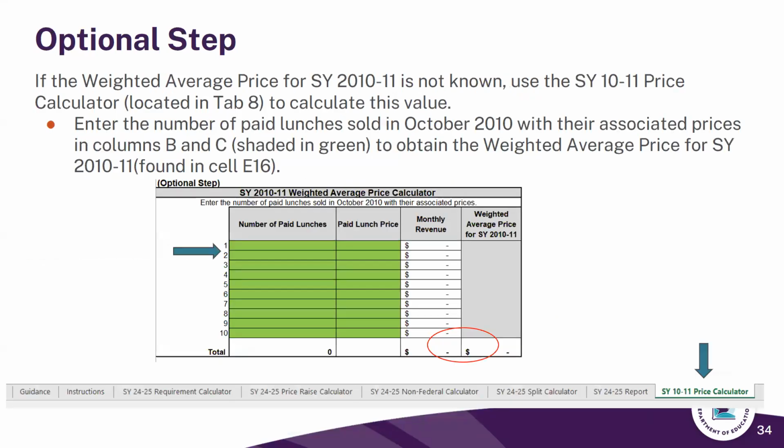Optional step, if the weighted average price for school year 10-11 is not known, use the school year 10-11 price calculator located in tab 8 to calculate this value. Enter the number of paid lunches sold in October 2010 with their associated prices in columns B and C shaded in green to obtain the weighted average price for school year 10-11 found in cell E16.